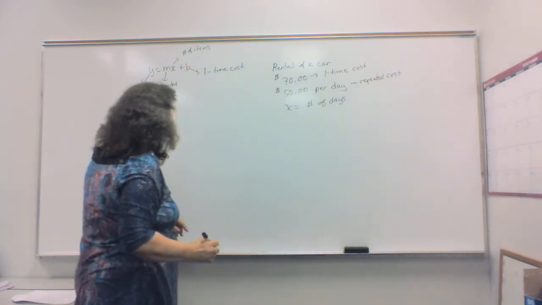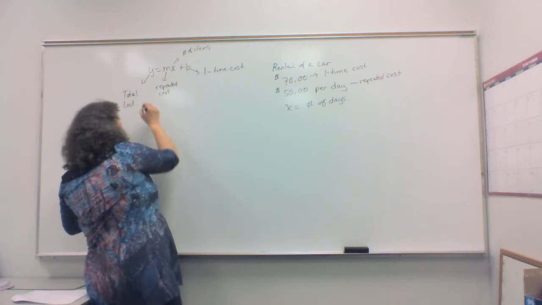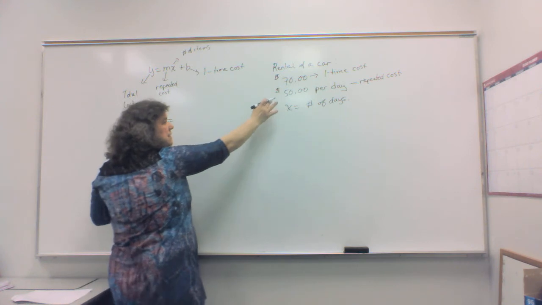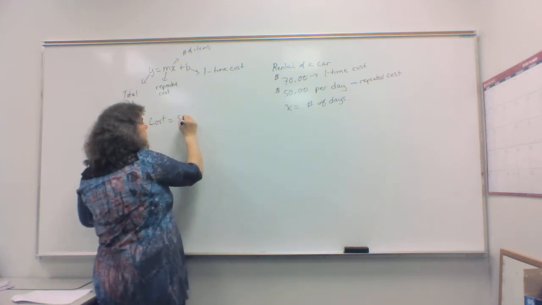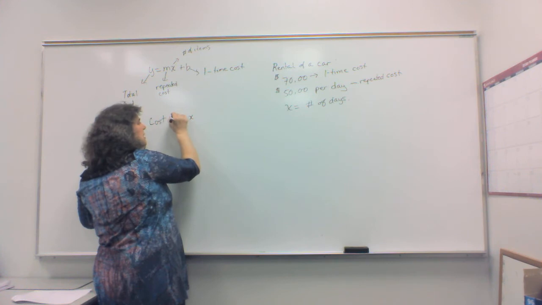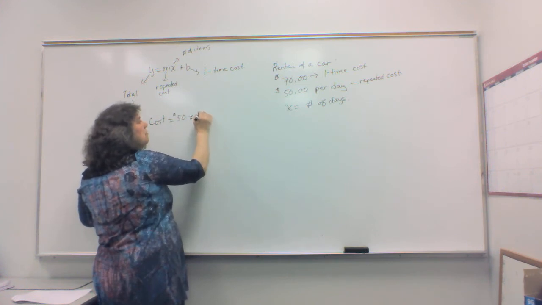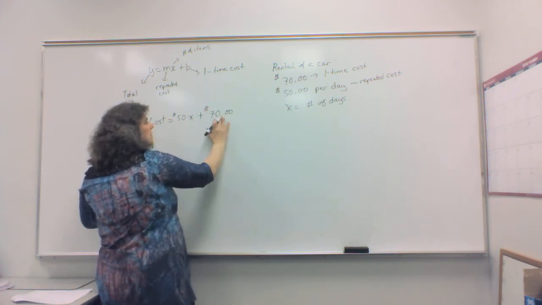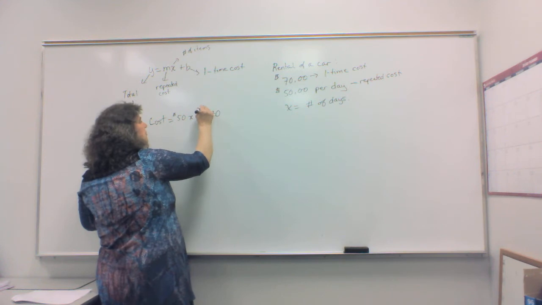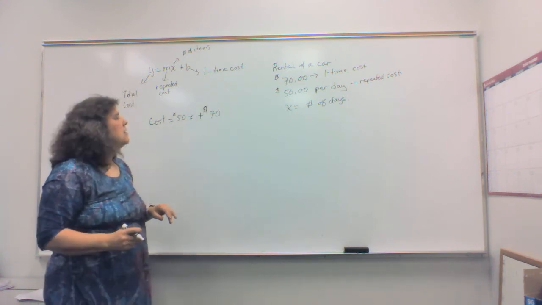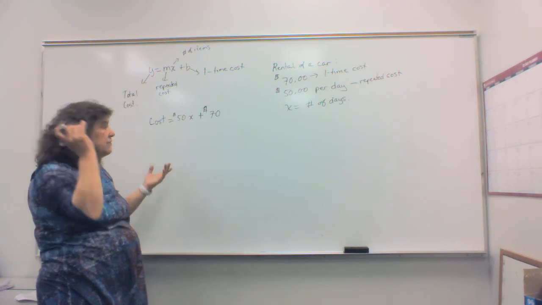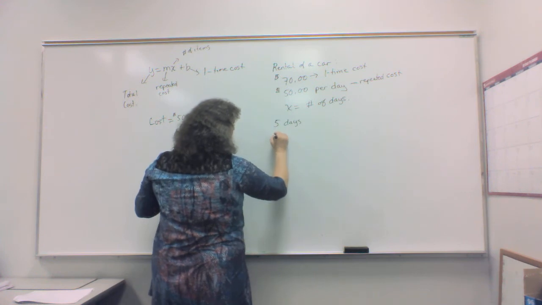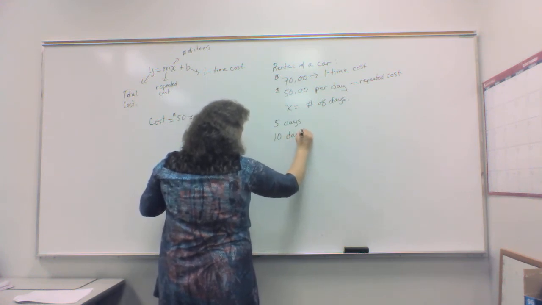So, let's put it into our equation. Y is going to say cost is equal to my m, my repeated cost, so this is 50 times x, which is the number of days you're going to rent the car, plus my one-time fee of $70. Although we don't need those symbols right now. We'll do this one. Okay? So, how much is it going to cost if I rent the car for 5 days? And how much will it cost if I rent the car for 10 days?